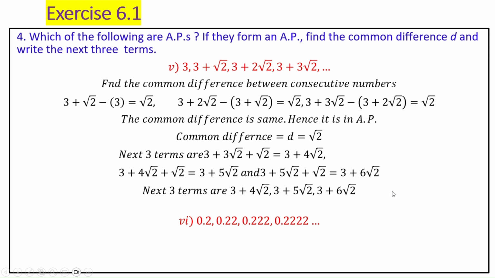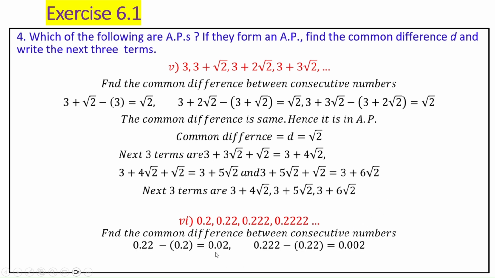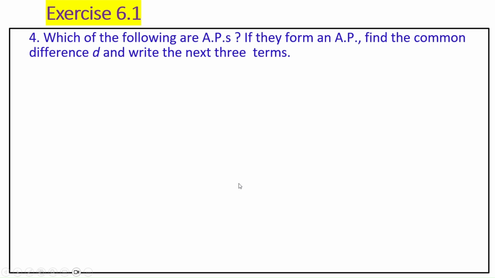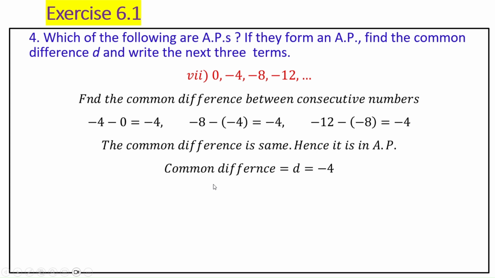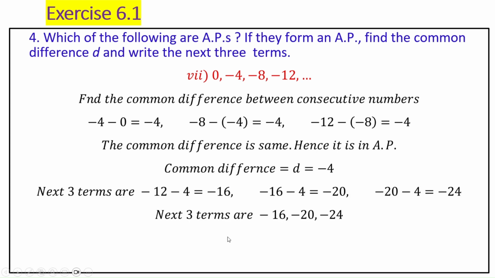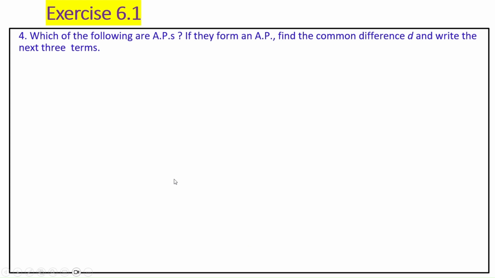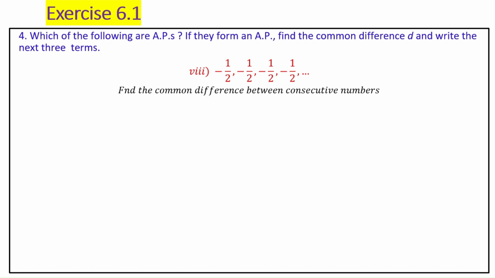Okay, now the sixth one is 0.2, 0.22, 0.222 and 0.2222. Okay, if it goes like this, definitely we know that the common difference is not the same, which means they are not in arithmetic progression. Okay, same thing you'll check. If the common difference is the same, you can find the next three terms, otherwise no. Okay, so in this case the common difference we can clearly see is 0 because all the terms are the same. So the next three terms also will be the same.